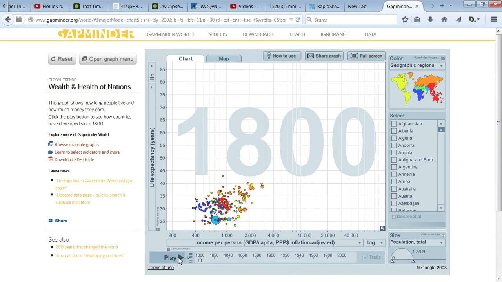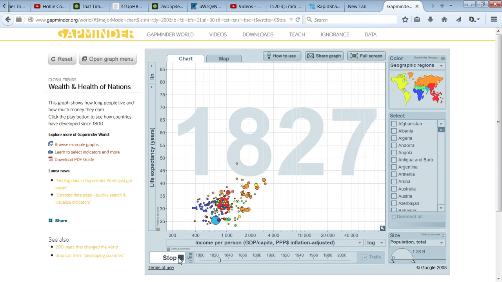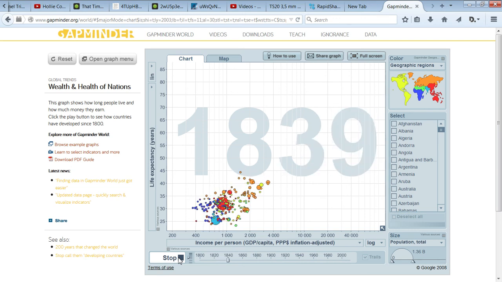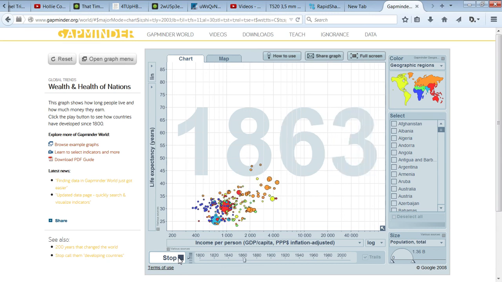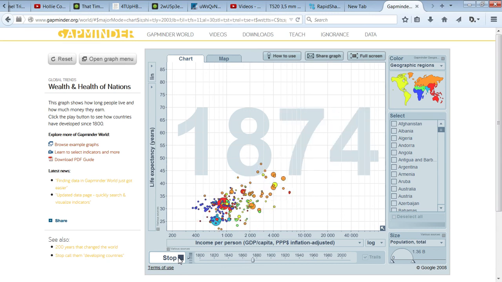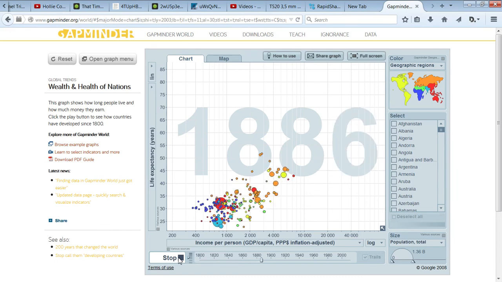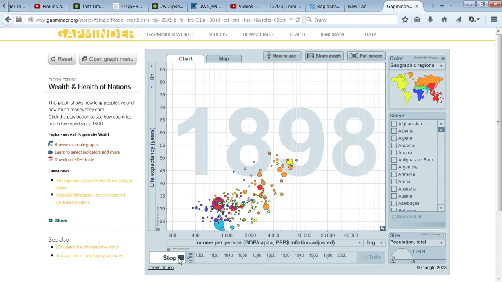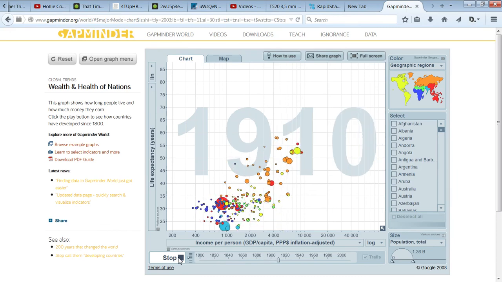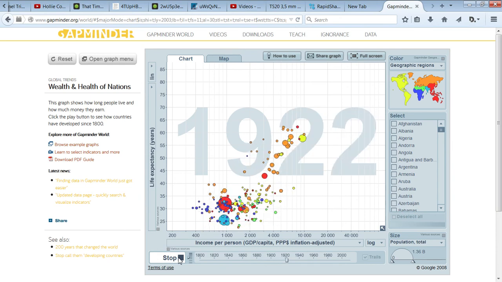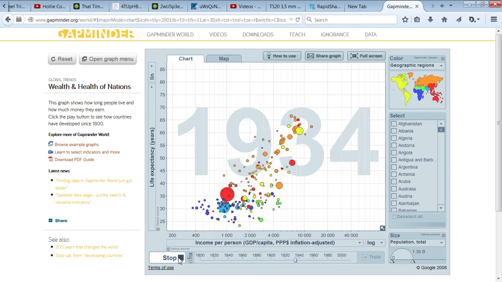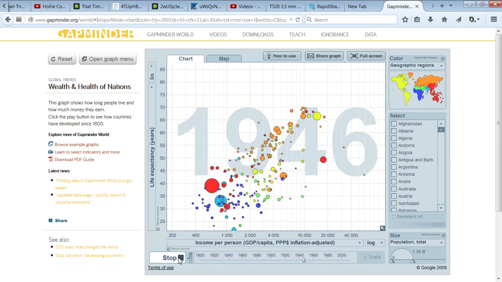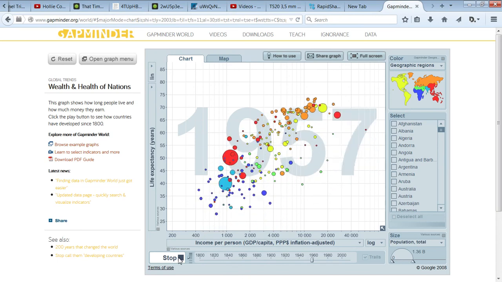So let's play, and we can watch over time what happens. So we're starting with 1800, going through the 1820s and 30s. Things are jumping around kind of crazily here. And you can see China's not really doing much, neither is India. They're kind of hovering down there in that lower corner with low income and low life expectancy, while the United States, Canada, and a lot of the European nations are just getting increased money and increased life expectancy, just climbing and climbing and climbing. And everything goes all crazy at the end of World War II.